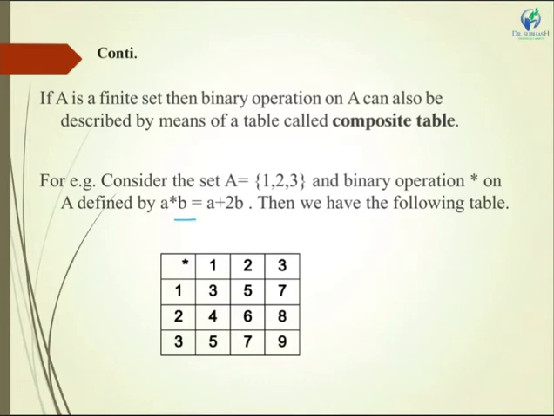Now A equal to {1, 2, 3}. These numbers we write in the table for the first column and first row. Now let me give you one example of how to find the values. Suppose I take a equal to 3 and b equal to 2. I substitute these values in a plus 2b. I get my answer as 7. Similarly, we can find all the values.